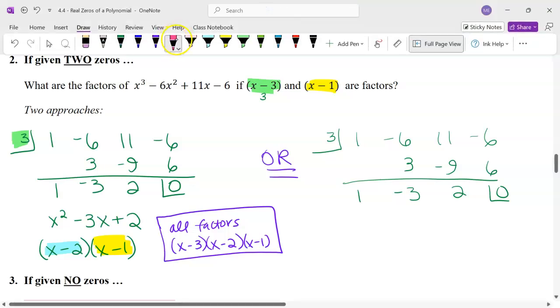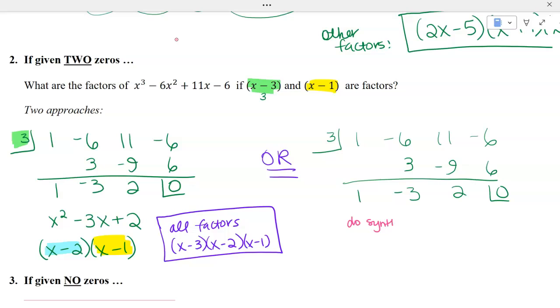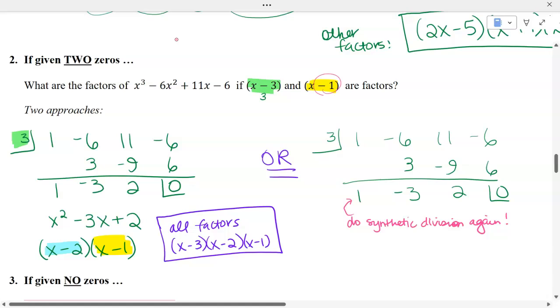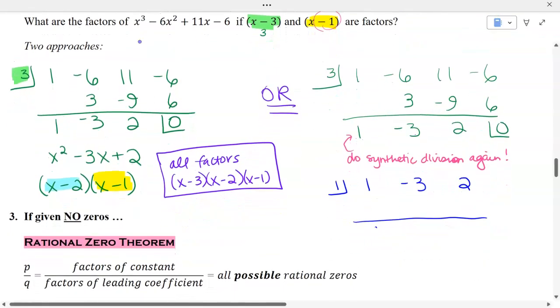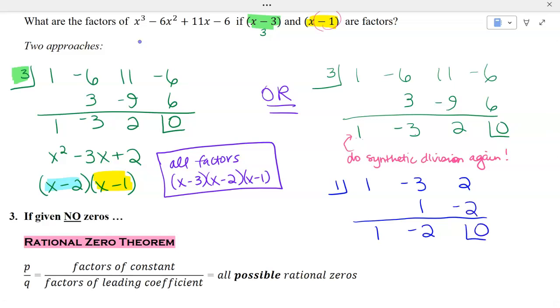What we can do at this point is do synthetic division again. But this time, we don't want to go back to our original equation. We want to use the coefficients that resulted right here, and we want to use the zero from the second factor. So our zero is just going to be positive 1 that we pull outside, and we're going to pull these coefficients right here: 1, negative 3, and 2. And I'm going to go through synthetic division as I normally would, and I have a 0 remainder.